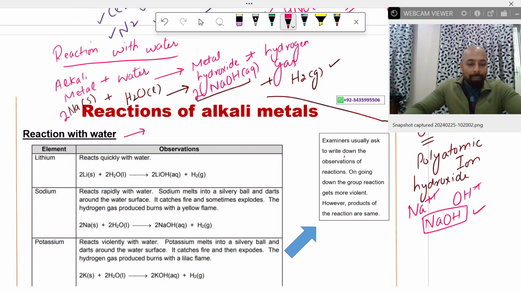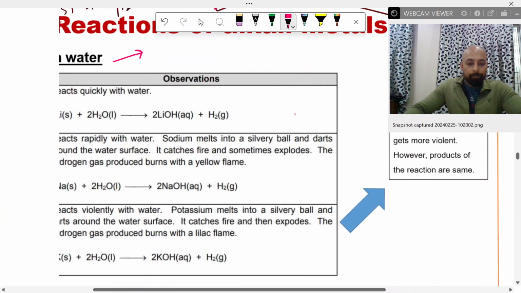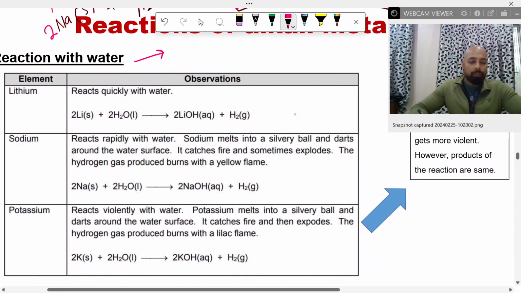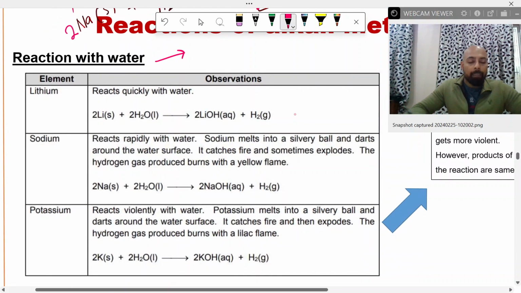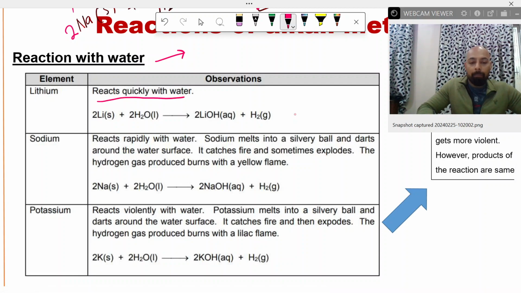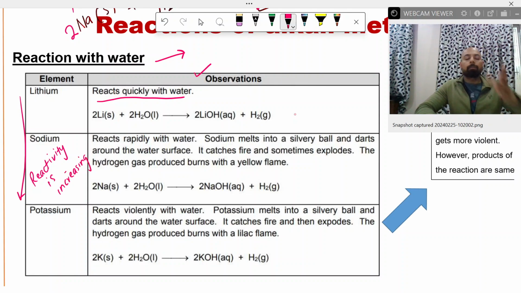Okay, so let's have a glance at this. First of all, we have the reaction of alkali metals. The first one is lithium. It reacts quickly with the water. You should remember the observations as well, because in the exam a question for 2 marks can come, where they ask you to write down the observations of the reaction. Going down the group, reactivity is increasing. You should know this.